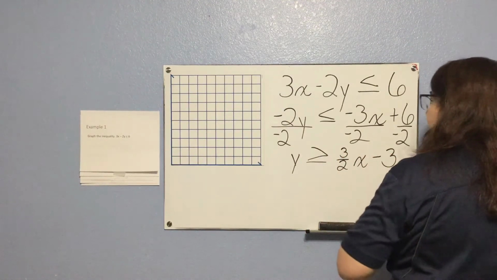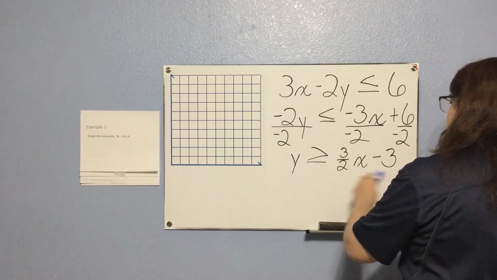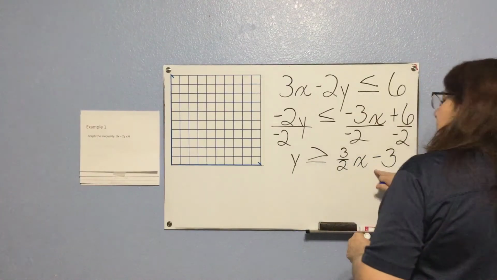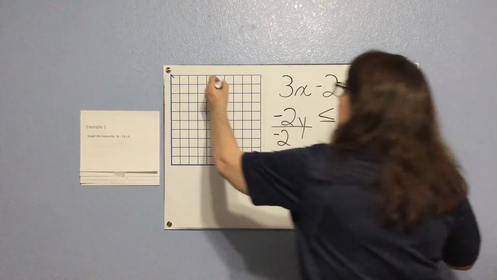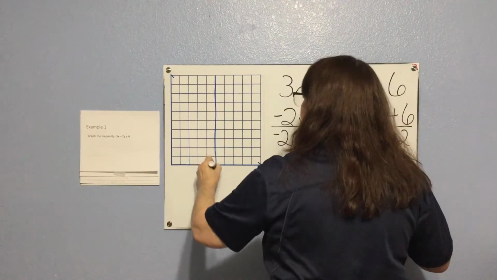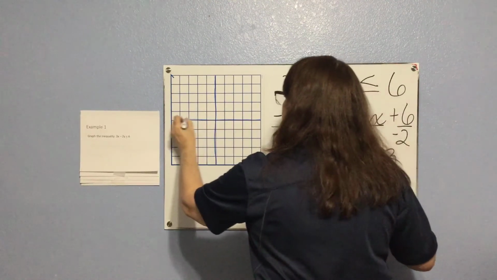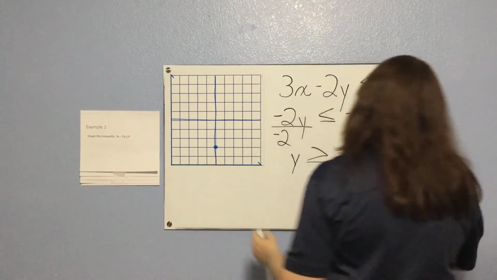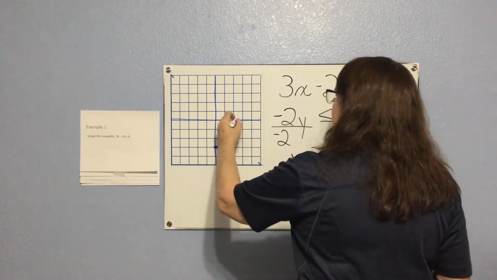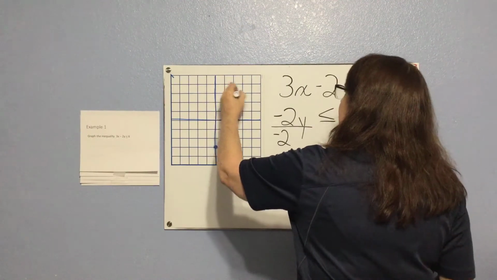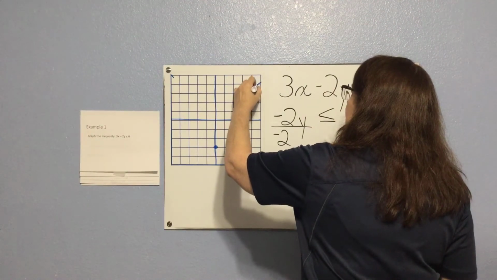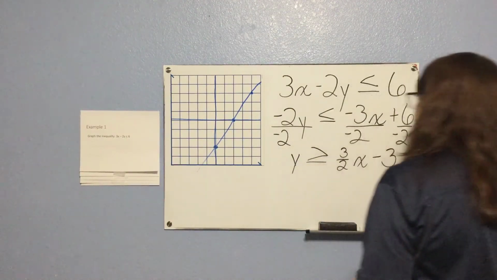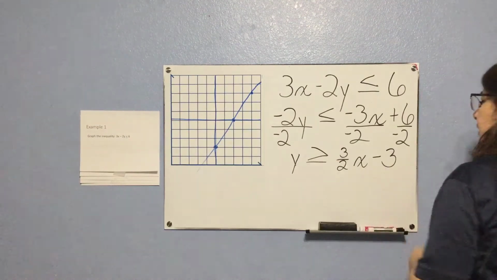And now I'm going to graph the line that forms the edge of this. My y-intercept is -3, so I'll come down here to -3. And then my slope is 3/2. So up 3/2, up 3/2. And I just draw the line. Okay, so this is my border line.